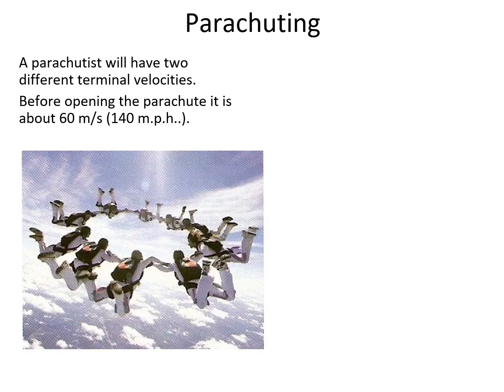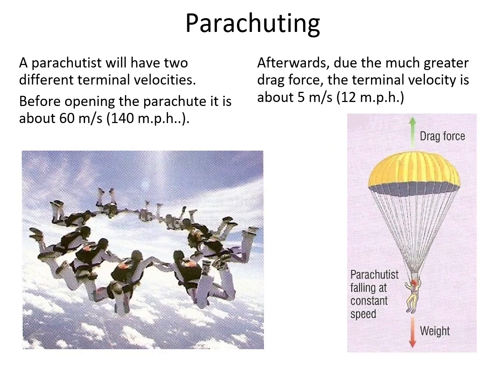So as I said, often you get questions about parachutes. I'll put the full slide up here. So a parachutist will have two different terminal speeds. Before opening the parachute, when weight balances the drag force, you'll have a terminal speed of around 60 meters per second. Afterwards, due to much greater drag force, the terminal speed will reduce markedly to maybe 4, 5, 6 meters per second before the parachutist lands.